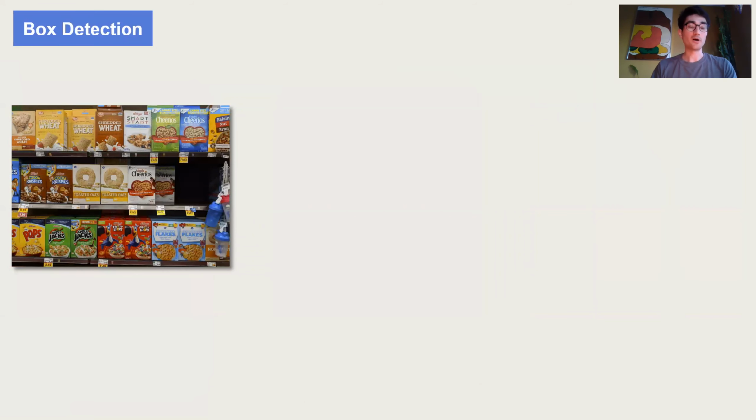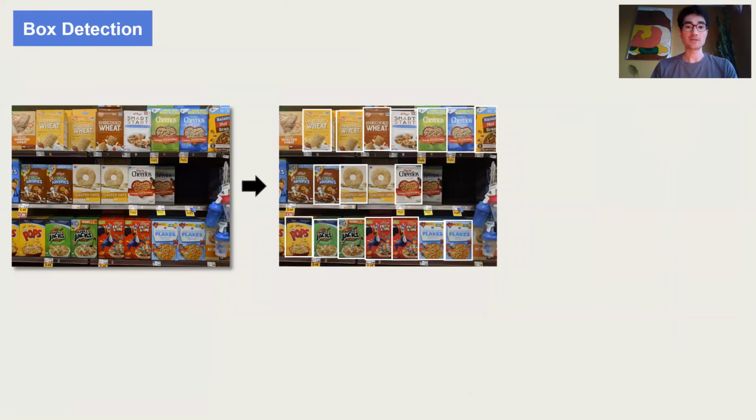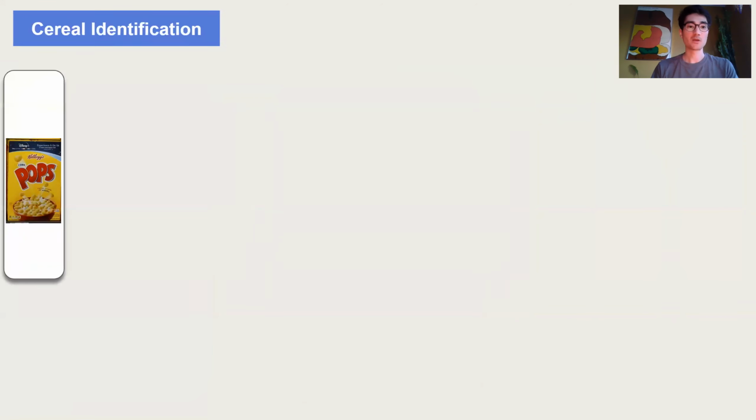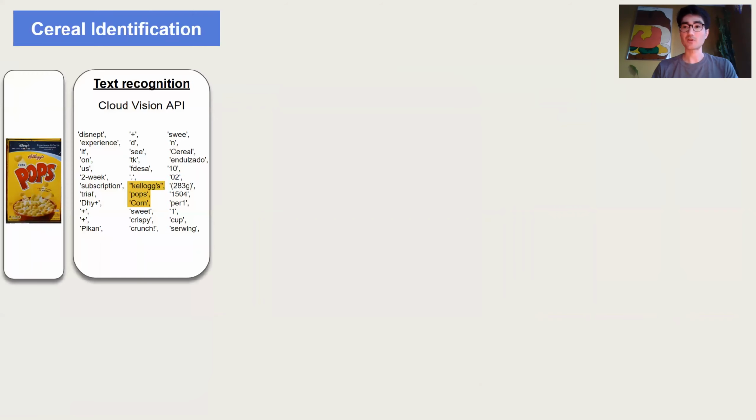Now, when you give the model an actual image from the grocery store, it detects the location of boxes, and then the app crops those out for further processing. For each box, the next step is text recognition. And for this, I'm using the Google Cloud Vision API that returns a list of strings. For Corn Pops, the relevant strings are Kellogg's, Pops, and Corn.